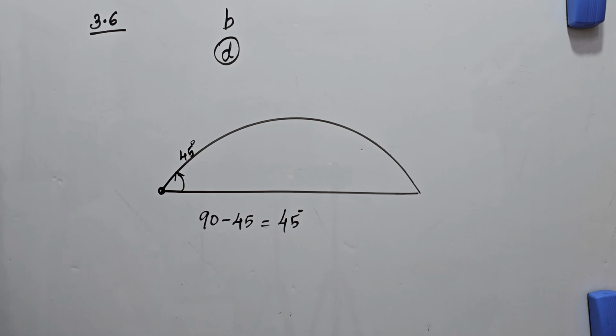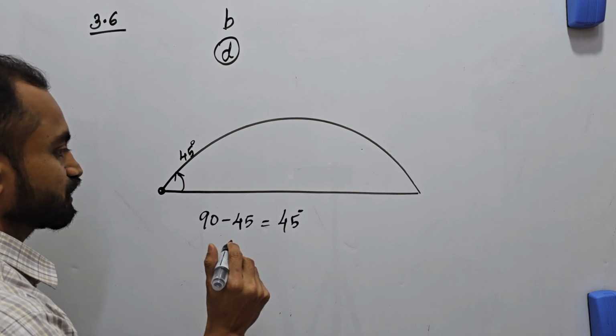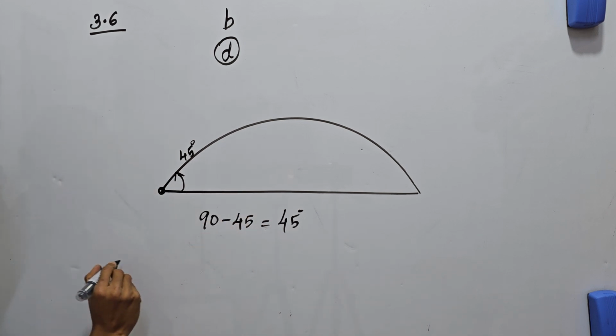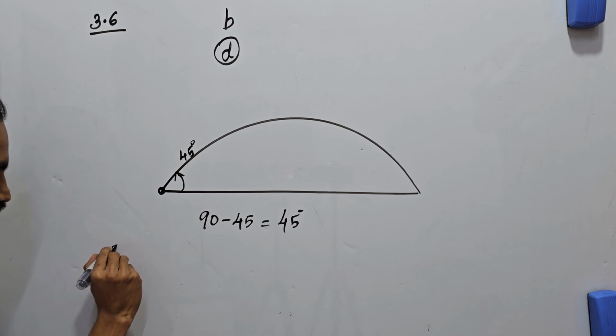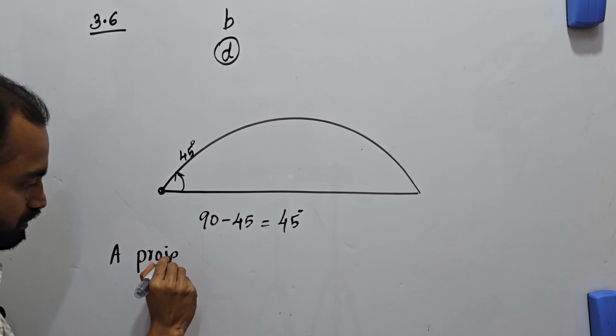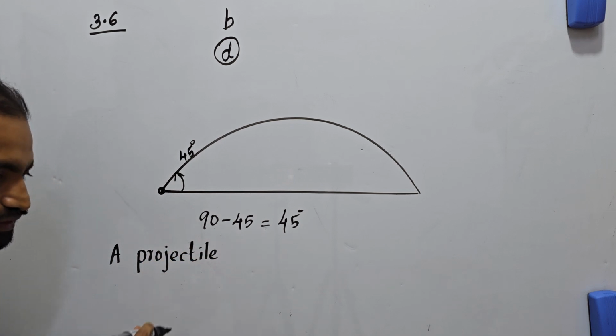Yeah, for two different angles, we will get the same horizontal distance. The projectile will travel the same distance for two different angles. I will write it like that. A projectile, any projectile, you know the meaning of projectile, right?